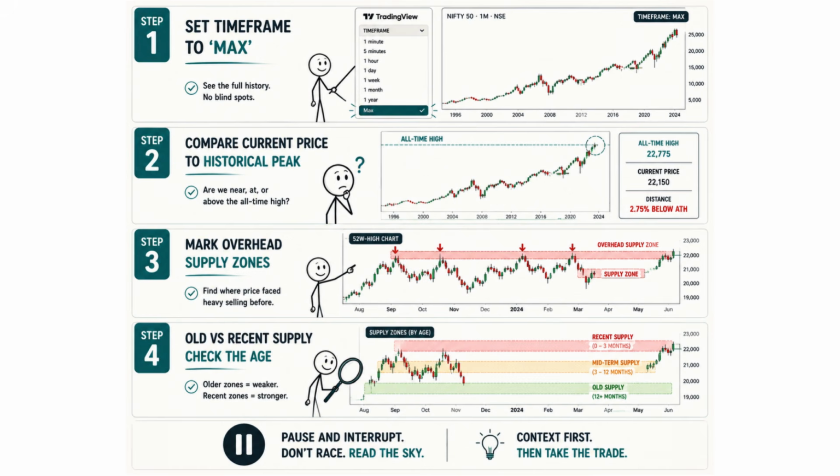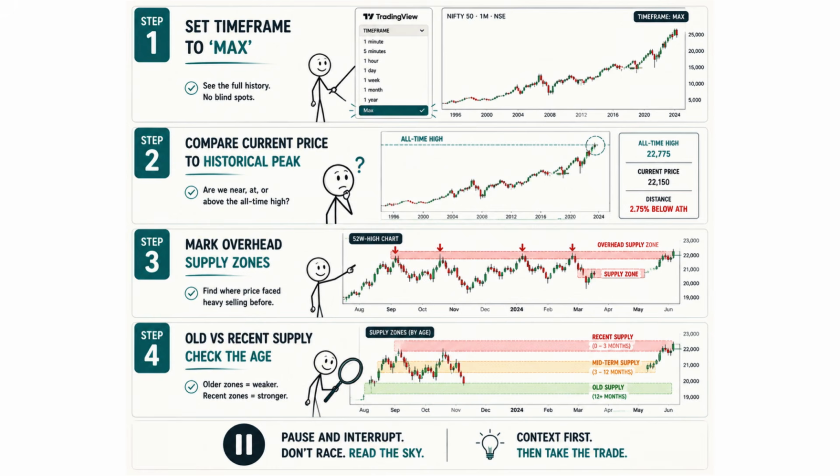Step 4. Check how long ago the all-time high or old peak was. Older supply is weaker. Many trapped holders have given up and sold already over the years. Recent supply is stronger. Those holders are still waiting. 4 steps, 30 seconds per stock. Classify before you trade.